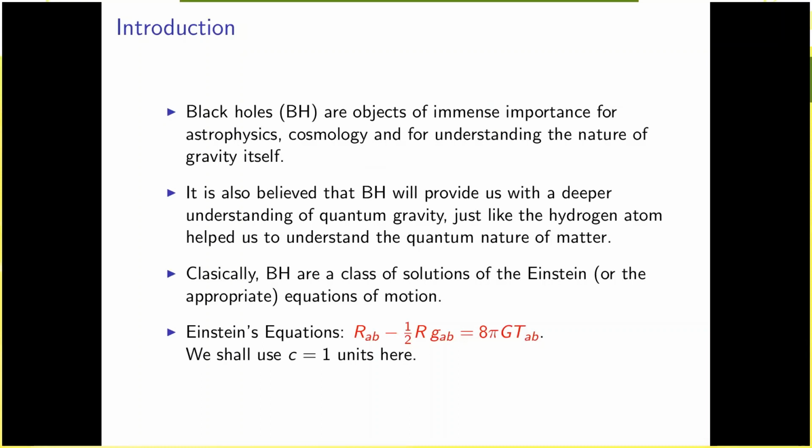Okay, so let me start by saying that I shall mostly be concerning myself with black holes, and black holes, as we all know, are a class of solutions of the gravitational equations of motion. Here I shall be talking mostly about Einstein's equations: R_ab minus half R g_ab is equal to 8 pi G T_ab, and we shall be using units c equal to 1. Black holes are very fundamental things in gravity. In quantum gravity, we think it is just like the hydrogen atom: just as the hydrogen atom helped us understand the quantum nature of matter, black holes are going to help us understand the quantum theory of space-time.